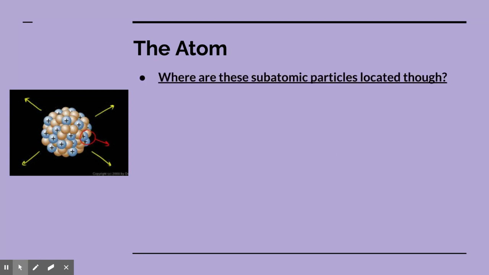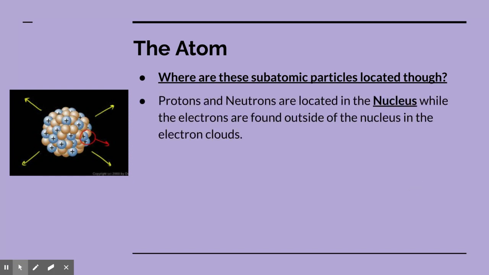So let's take a look here. Before we go through the characteristics of each of these subatomic particles, we've got to remember where they're located. Protons and neutrons are located in the nucleus, while the electrons are found outside of the nucleus in what are called the electron clouds. Other models call it different energy levels, so you can just say outside of the nucleus. That works too.